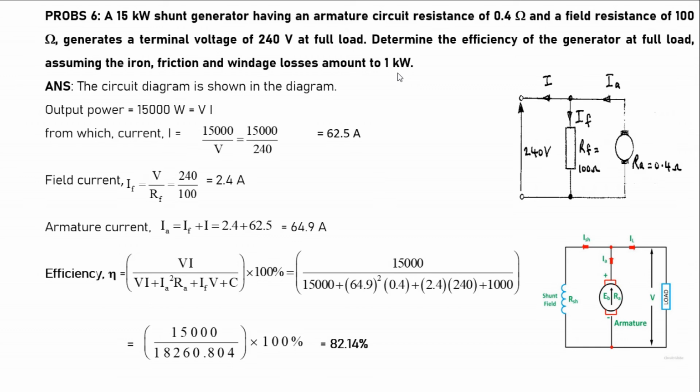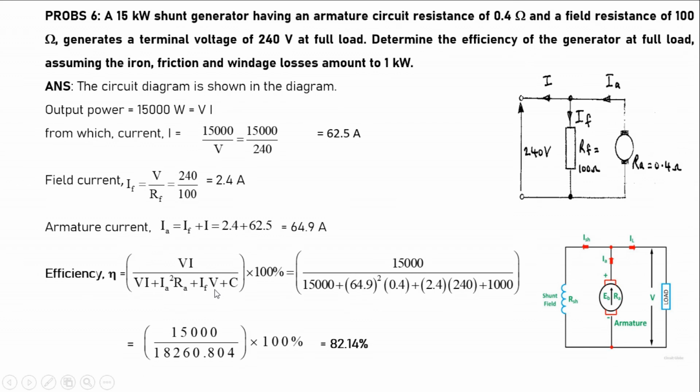So that you have to understand now. So how can we find out the efficiency? What is the formula for efficiency? Efficiency is equal to output divided by input, into 100%. Input I can write as output plus losses. So the formula that we are adopting here is output divided by output plus losses.